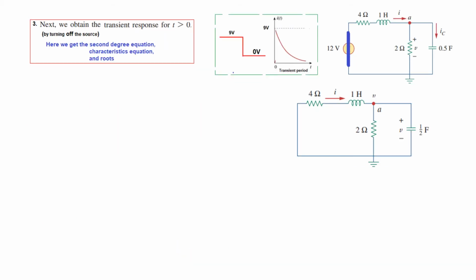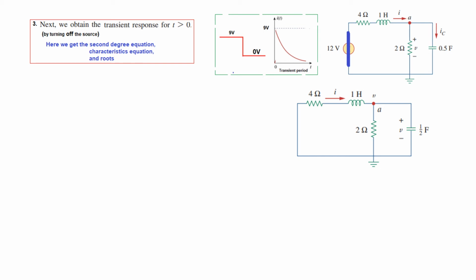Okay, step number 3. Next we obtain the transient response for t greater than 0 by turning off the source. As I had explained, when we turn off the source, the circuit goes to transient. So that is what we'll do. And voltage source, when we short circuit, this is turned off. So our circuit will become like this, neatly drawn. It is shown here. Now from this we'll get the second degree characteristic equation, and roots. Let's see how to proceed.